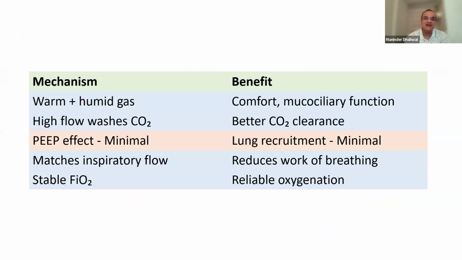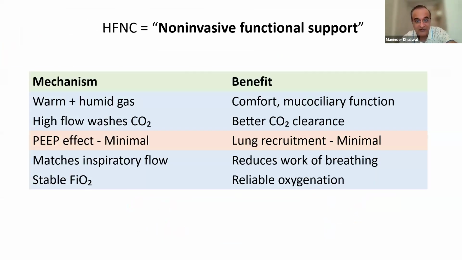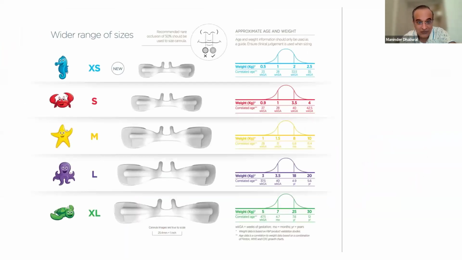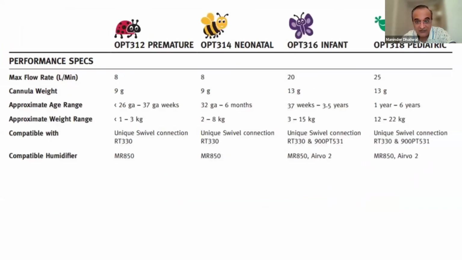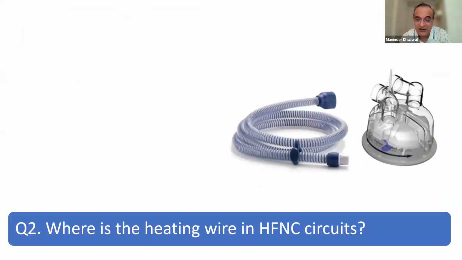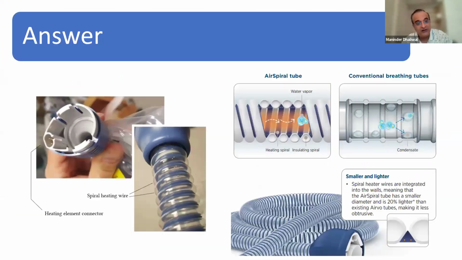So I'll just tell you briefly that PEEP has no effect. I told about this spring, and then I told you about these sizes. So you should know what size you have to use, and this is the adult one. And then comes this heating wire. So the heating wire in these HFNC machines is not within the tube. So you can see these two heating elements that you insert into the HFNC machine, and the heating wire is around the tube. It is not within the tube, it is around the tube.